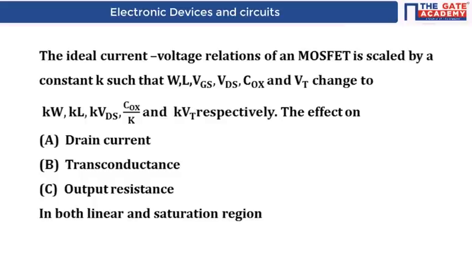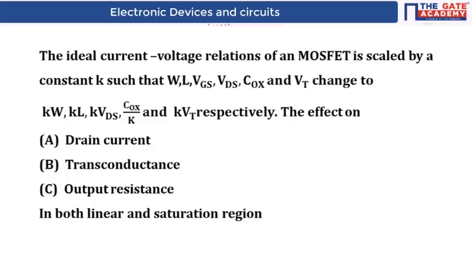Now what is the effect of scaling on the parameters which are drain current, transconductance and output resistance? First we will consider the linear region. In the linear region we know ID is given by mu n COX W by L into VGS minus VT into VDS minus VDS square by 2. Right, so this is the value of the drain current.